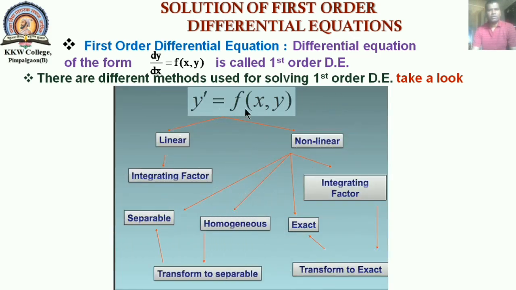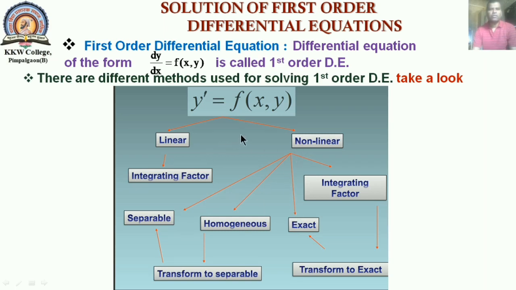y dash is equal to f of x, y. y dash is nothing but dy by dx. It is a first order differential equation. So the differential equation is linear or non-linear. If it is non-linear, then variable separable form, homogeneous form, or exact form.